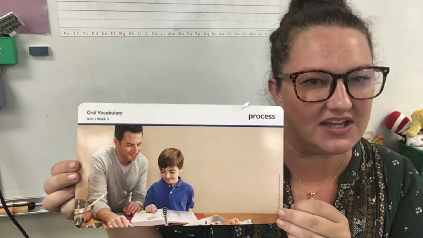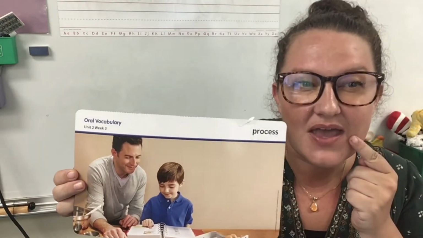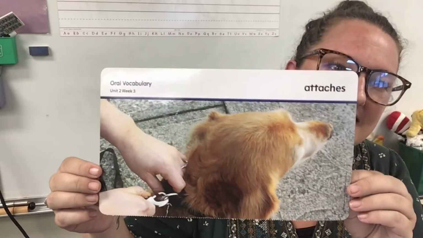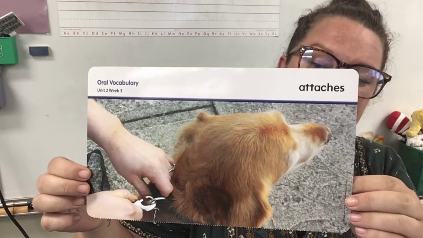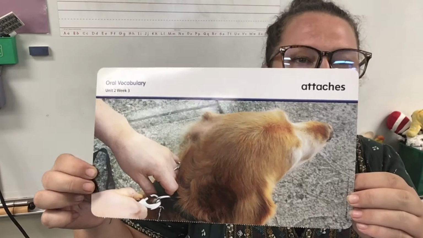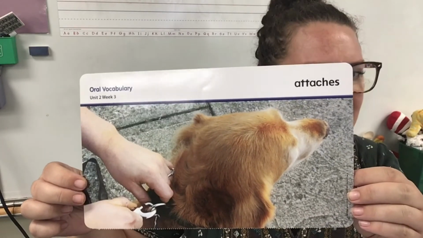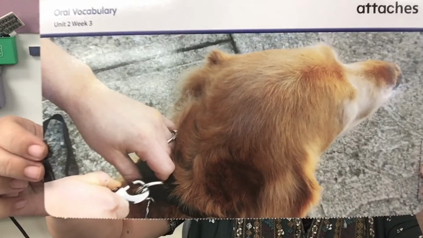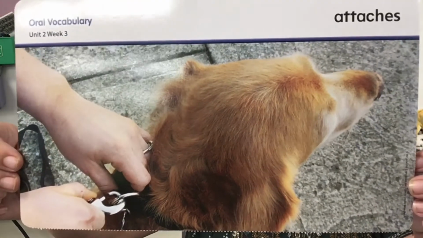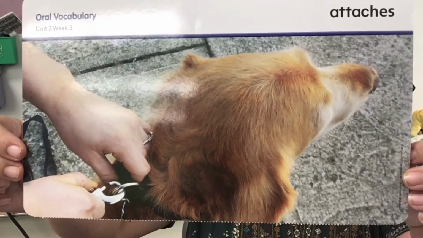Let's say this word together one time. Process. Interesting word. This next one is pretty interesting also. This word is attaches. When something attaches itself to something else, the two things join together. In this picture, the mom attaches the leash to the dog's collar.